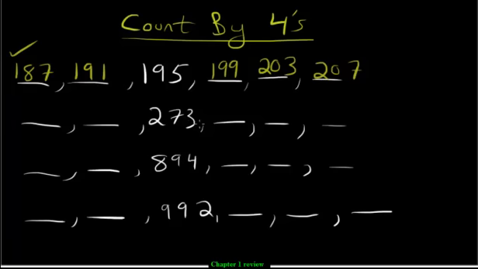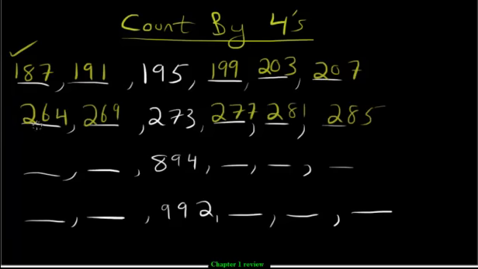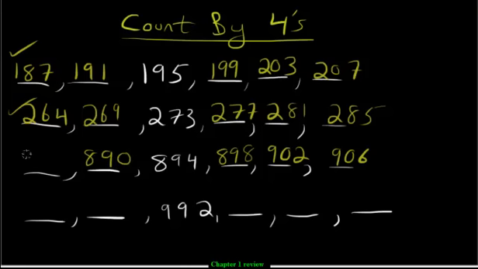Next example, 273. Okay, so give yourself a check mark for that too. 894, what's 4 more? 898. And then, oh, this one here, 902. If you got that one, that's probably the hardest part of this entire question here. So great job if you got it. 4 more makes 906. Now backwards, 890, like that, 890, and then 886. So again, another check mark.